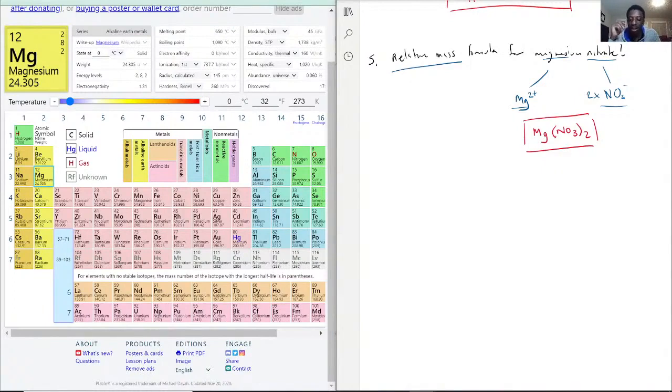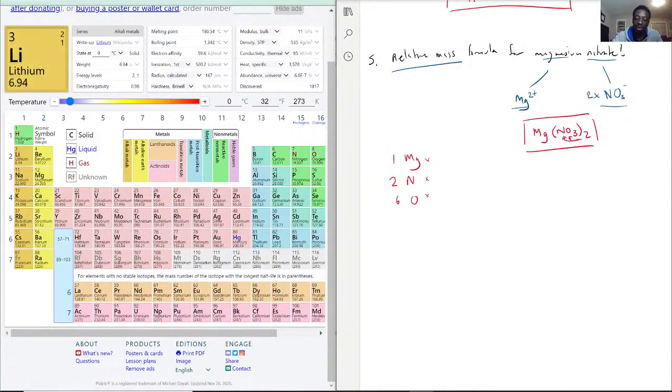Now, with that being said, to find the relative mass, we have to add up the constituents. So we have 1 magnesium, we have 2 nitrogen, and we have to multiply like that. And so that means if we have 2 nitrogen, we have 6 oxygen, okay? And then we get the atomic masses for each. Magnesium from the periodic table is 24.305. Nitrogen is 14.007. And oxygen is 15.999.